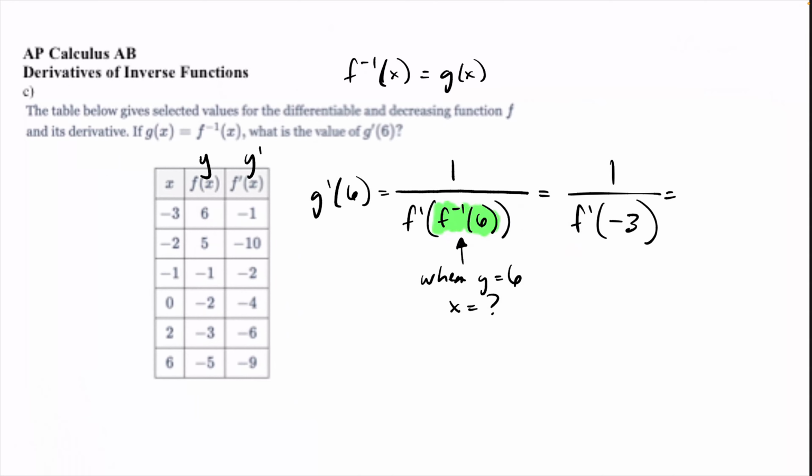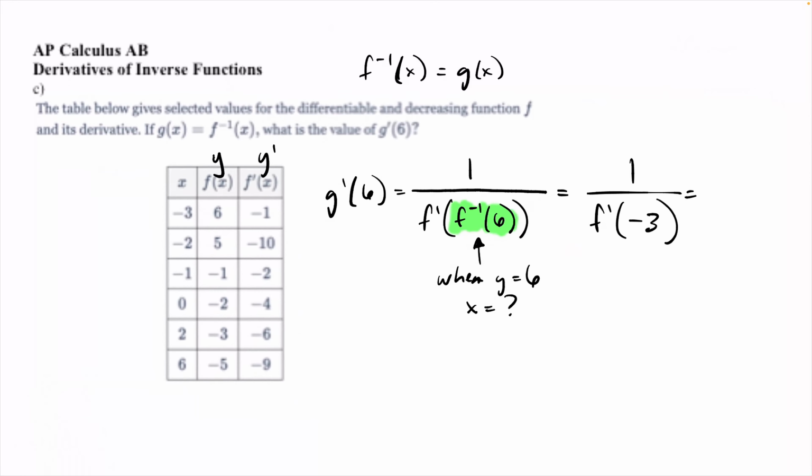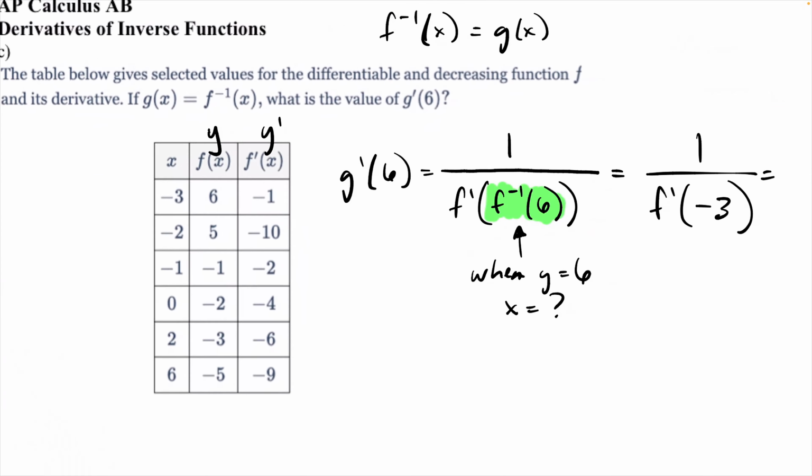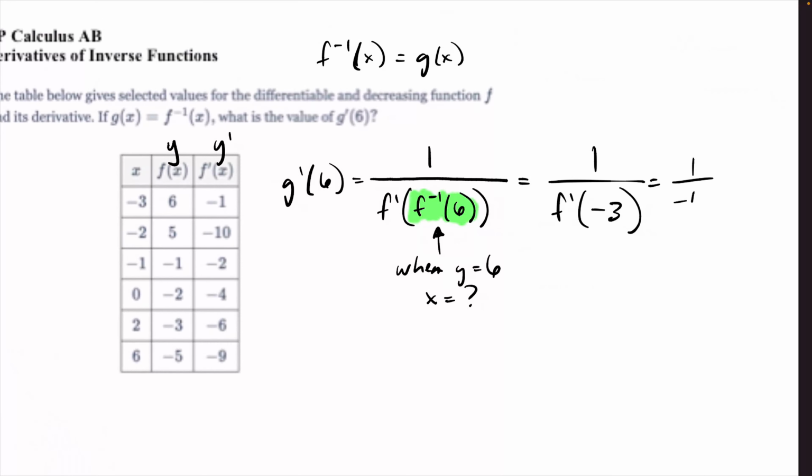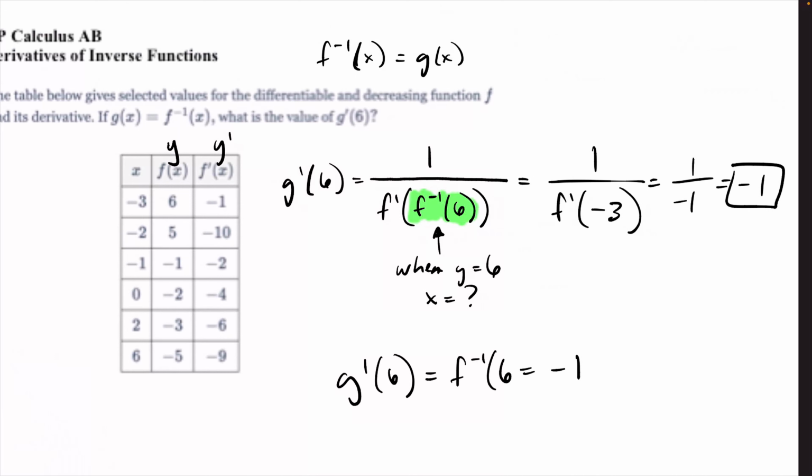Okay. Now what is f prime of -3? Yep, -1. 1 over -1, which is just -1. So g prime of 6, which is the same thing as f prime of -1, equals -1.